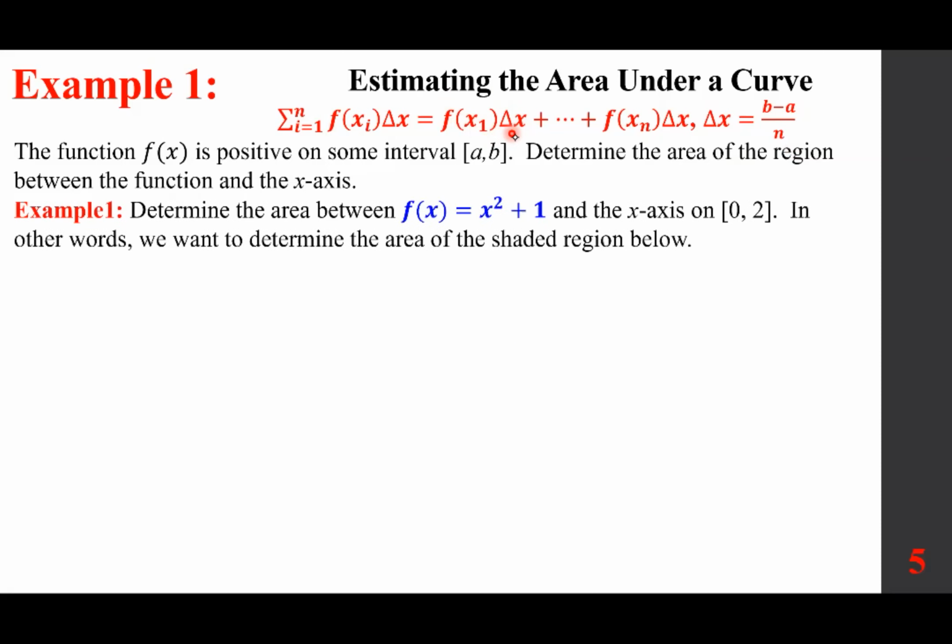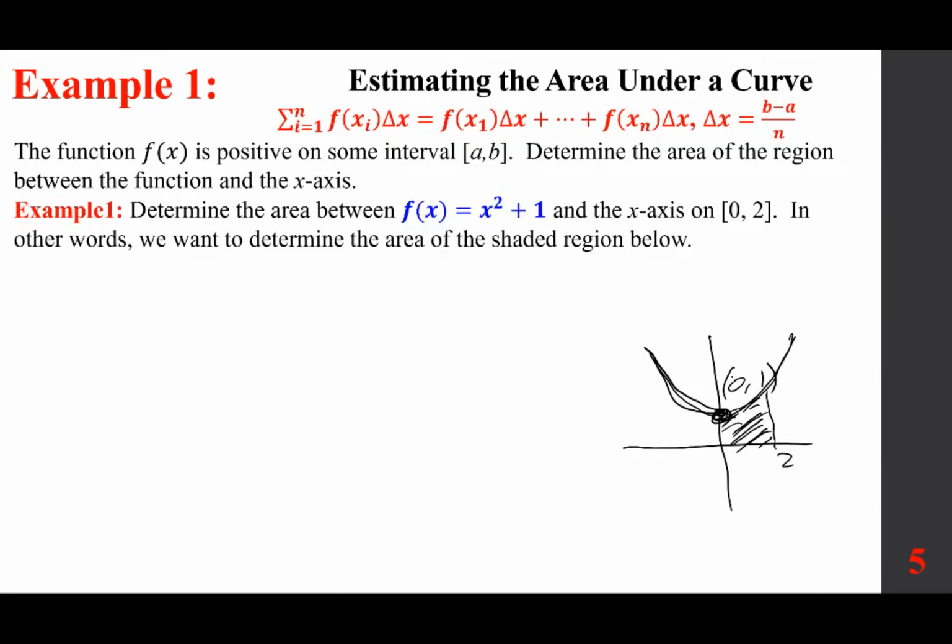For example, we want to determine the area between this function, f of x equals x squared plus 1, and the x-axis on the interval of 0 to 2. So what this means is, remember, y equals x squared shifted up by 1. This is 0, 1. And let's say this is 2. So we are interested in this shaded region.